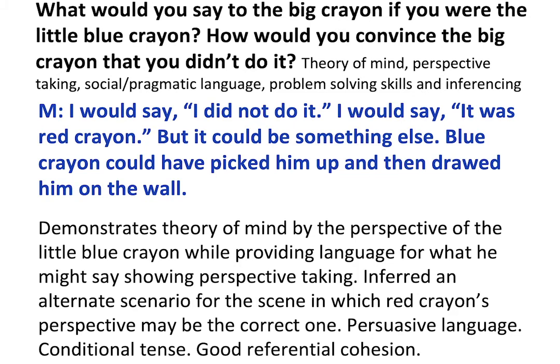Now then I love this. And this is where there's the flexibility in the slam cards. He talks about how blue crayon could have picked him up, and could have picked the red crayon up and drawed him on the wall. That would create the red crayon. It's hysterical. And good referential cohesion. I totally understand what he was saying.